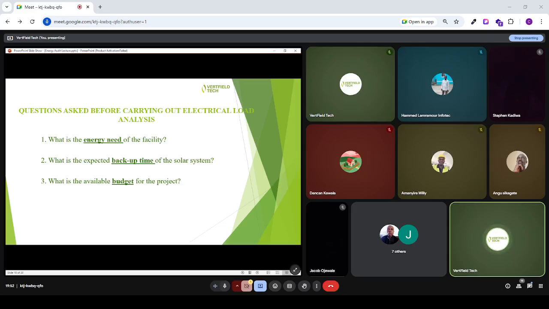We'll scramble a little on our workbook or work materials, and then we'll come back to Mr. Willie and ask the second question: what is the expected backup time of the solar system? Now, before we go into the backup time, let's give you a basic understanding of what we are talking about.